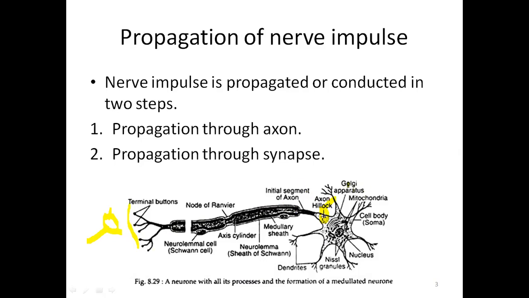So one way, the impulse that is generated has to travel through the axon. This is called axonic conduction. And the other way, once it reaches the tip of the neuron, it has to be communicated to the next neuron. That is known as synaptic conduction. So in this lecture today, we shall be discussing how exactly this takes place.